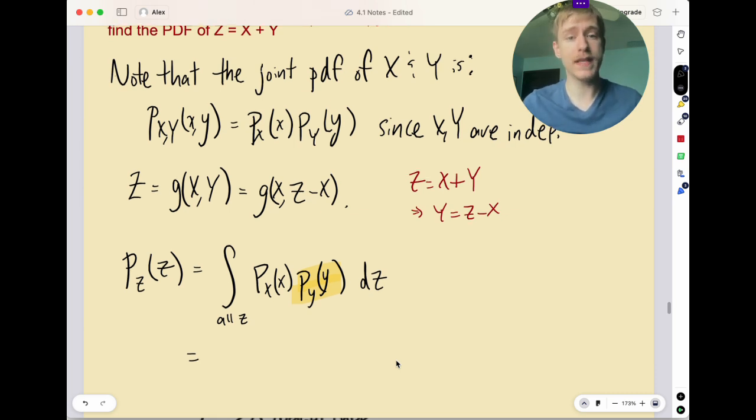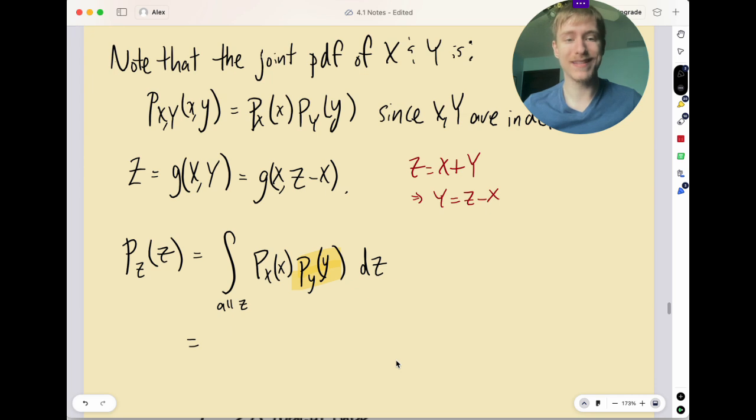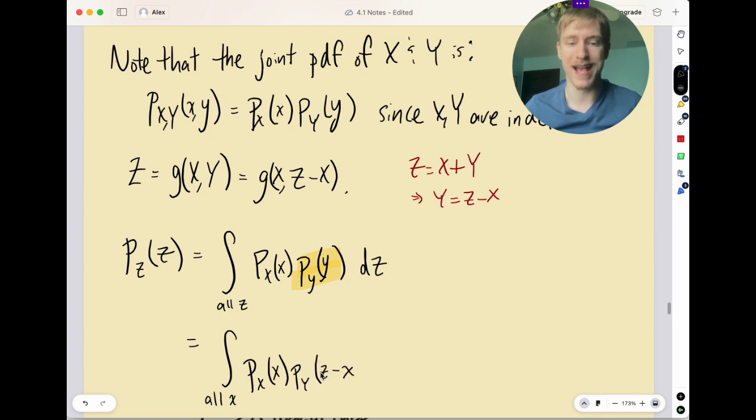And now everything is in terms of x, which means that instead of integrating over all z, that's actually going to be equivalent to integrating over all values of x, because it's the same thing. If I integrate from minus infinity to positive infinity of x, well, z is just the sum of x and y, it doesn't matter. I'm still going through all the possible values of z. So this is going to be the probability of x times the probability of y, but instead of little y, I replace that with z minus x, and I'm integrating that with respect to x.